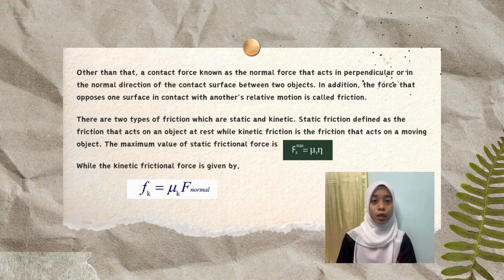In addition, the force that opposes the relative motion of one surface in contact with another is called friction. There are two types of friction, which are static and kinetic. Static friction is defined as the friction that acts on an object at rest, while kinetic friction is the friction that acts on a moving object. The maximum value of static frictional force is Fs max equal to μs N, while the kinetic frictional force is given by Fk equal to μk N.